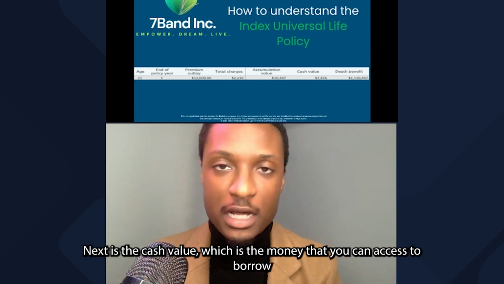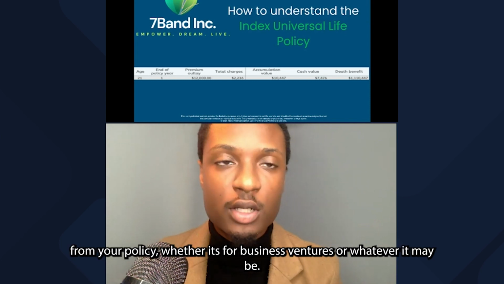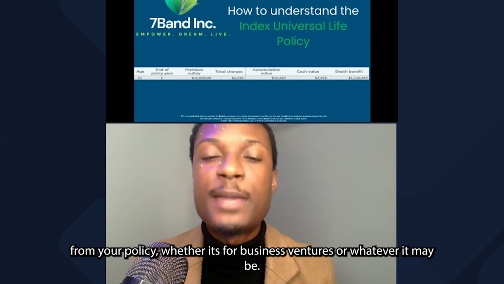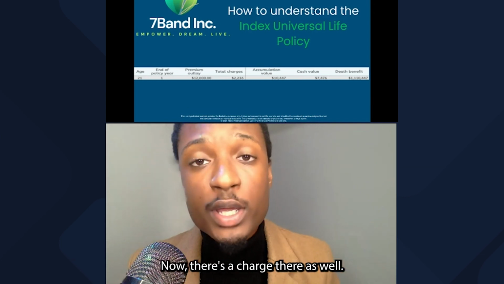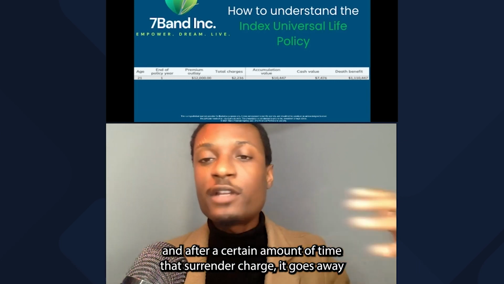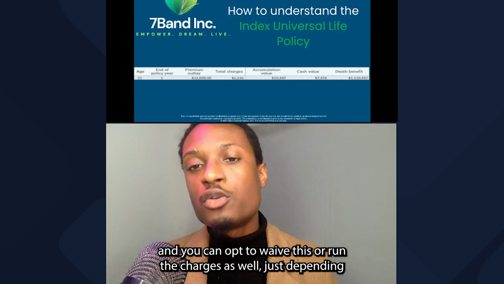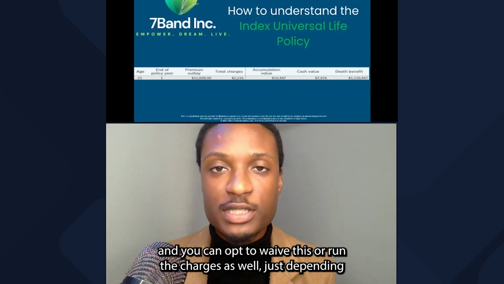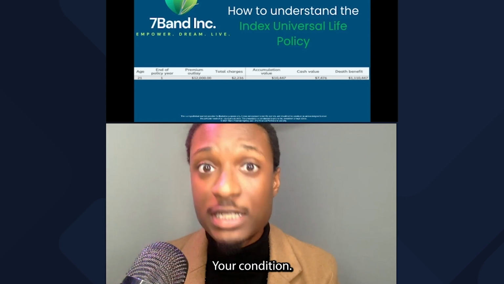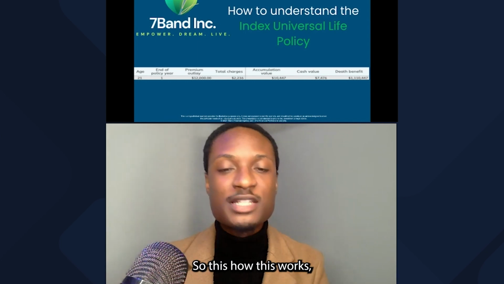Next is the cash value, which is the money that you can access to borrow from your policy, whether for business ventures or whatever it may be. Now, there's a charge there as well when you borrow from your policy. Each insurance company is different, and after a certain amount of time, that surrender charge goes away. And you can opt to waive the surrender charges as well, just depending on your condition. Then there's the death benefit, which we already know passes on tax-free.